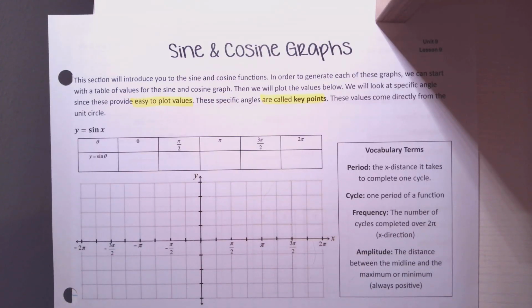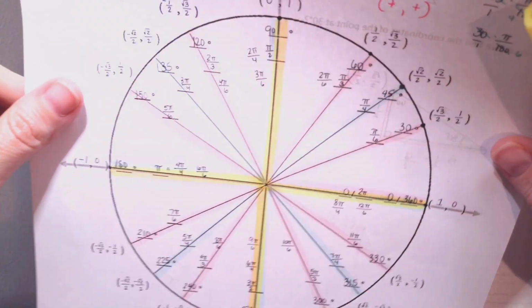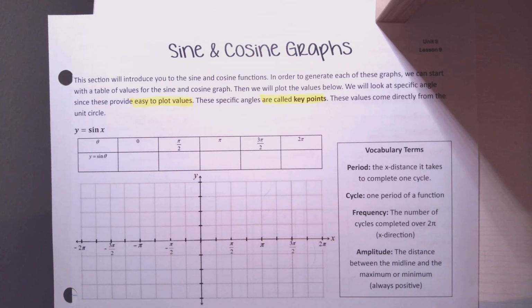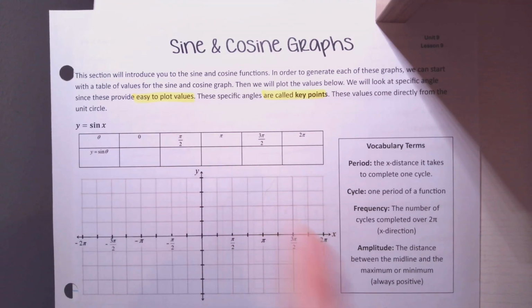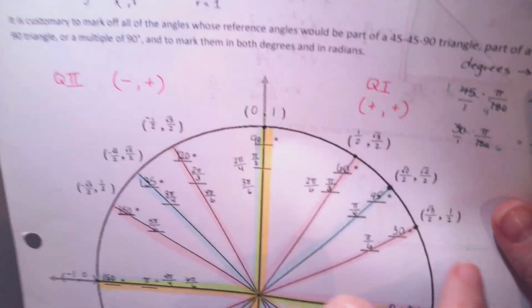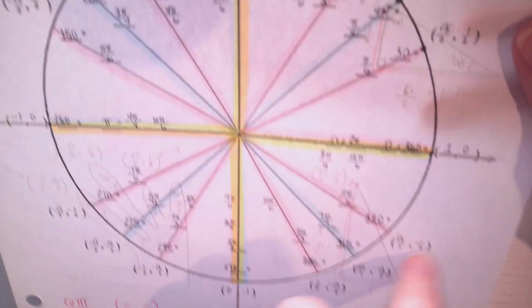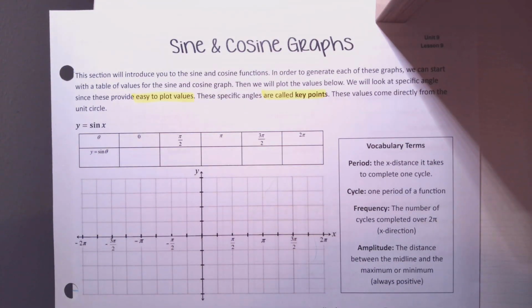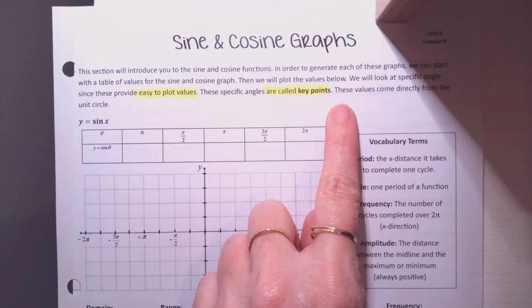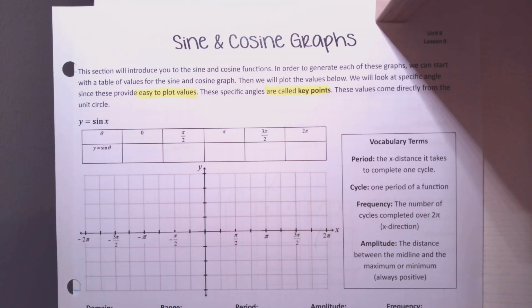So to graph a trig function on a coordinate plane, first off, you're going to need access to a unit circle so that you know some values on here. And we're going to find very specific values on the function that are easy to plot. Because if you look at your unit circle, there's a lot of x and y values on here, but a lot of these do not look fun to plot. So we're going to avoid the majority of these, and we're going to pick very specific ones that are easy to plot that come from our unit circle.